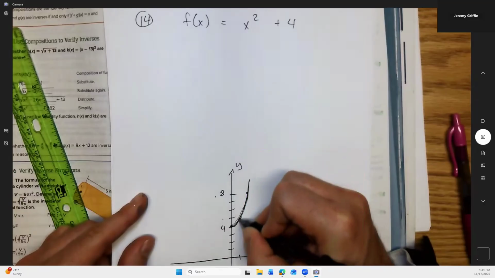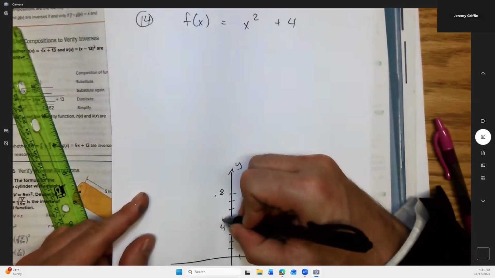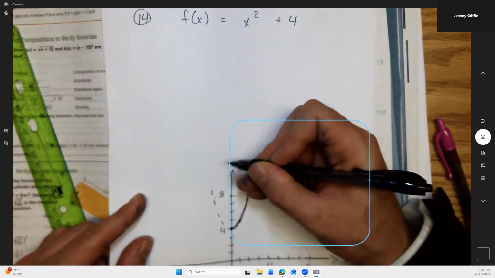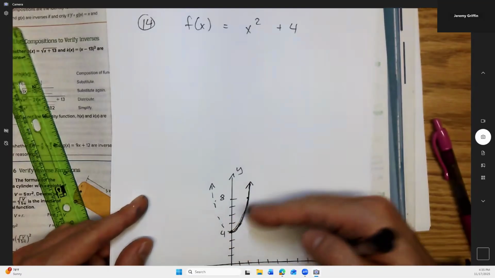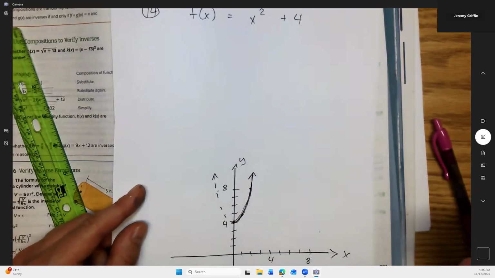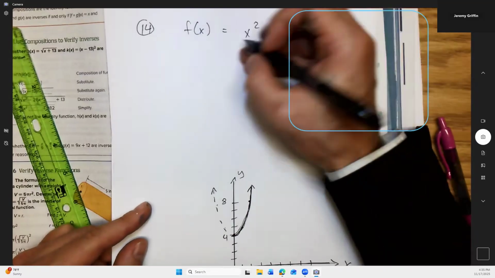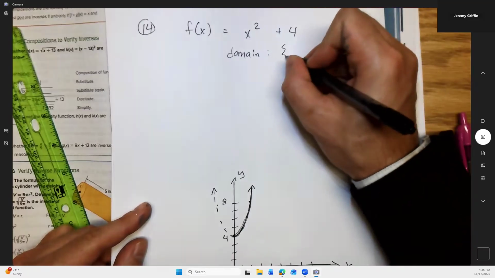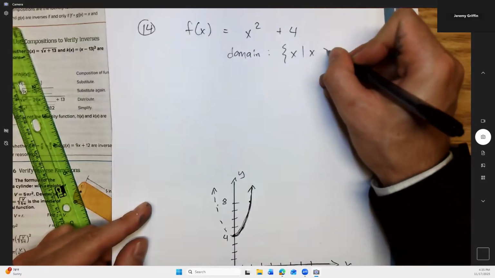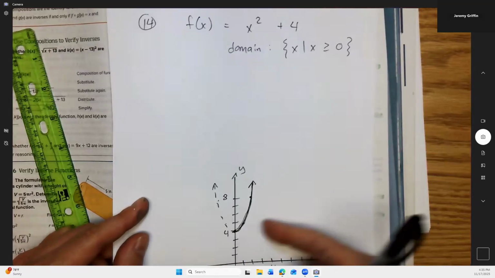And maybe I'll just pick the right side of this. And this left side, well, it could be there, but I'm going to dash it. Because if I had that there, then it would fail the horizontal line test, which means my inverse would fail the vertical line test. So I'm going to restrict the domain to x such that x is greater than or equal to 0. So I'm just taking the right half of this parabola.